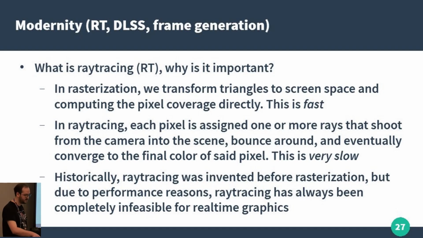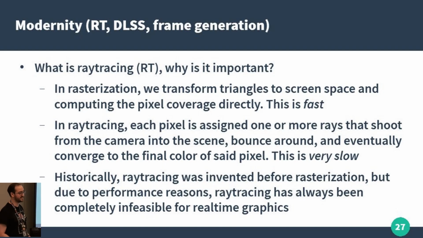In ray tracing, you take your camera position and the frame buffer you want to generate, and you shoot one or more rays through the pixels of the image you're trying to generate. These rays bounce around the scene, simulating real-life light transport, eventually converging to the final color of the pixel they were shot through, and producing an extremely beautiful and accurate result. But as you might have guessed, this is extremely slow.